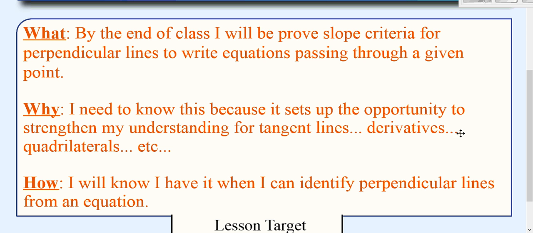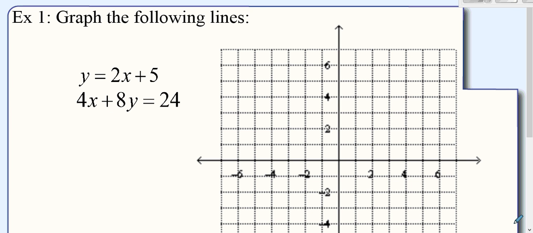It's going to help you with tangents, derivatives, and quadrilaterals when we get to that in a future unit. And when you can identify perpendicular lines from an equation, you know you got it. So let's start just by graphing these two lines. One of them is already in slope-intercept form, so we'll start with that.